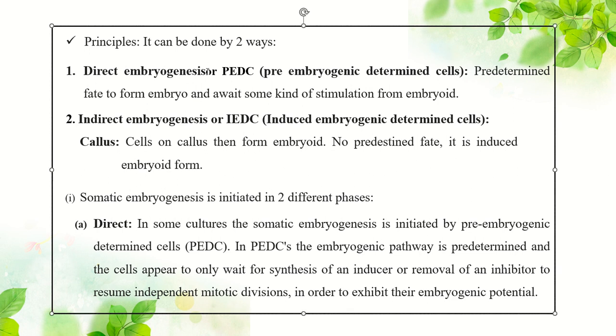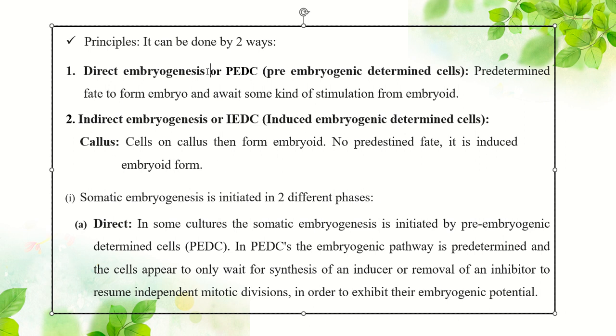Now, what is the principle involved in this embryoid production without reproductive cells? The principle is that it can be possible in two ways. One is direct embryogenesis, and the other is indirect embryogenesis. This is the principle through which you can produce the somatic embryogenesis process.